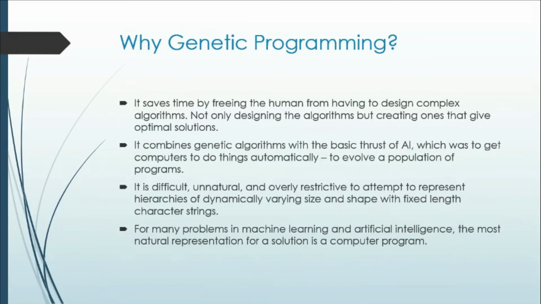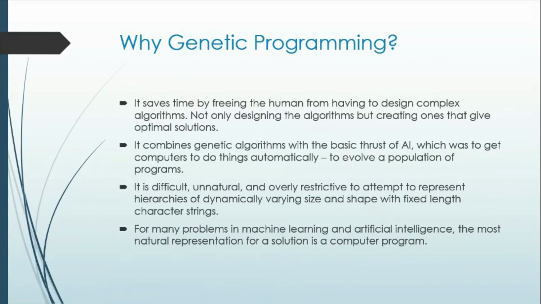So then why genetic programming? Why should we go for genetic programming? There are different advantages because of genetic programming. It saves time by freeing the human from having to design complex algorithms. Human beings do not have to design complex algorithms or check different algorithms, not only designing the algorithms, but creating ones that give optimal solutions. If the computer can create the algorithms on its own, then it will be better. So that is how genetic programming works.